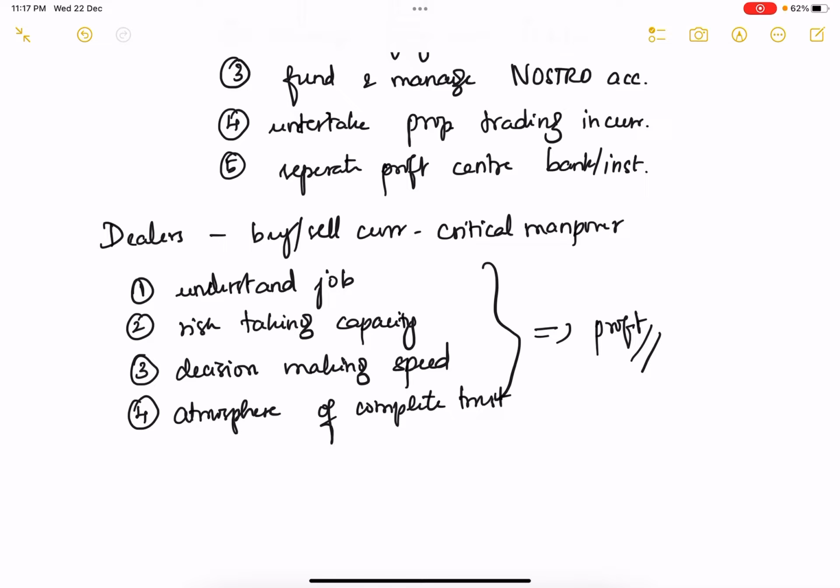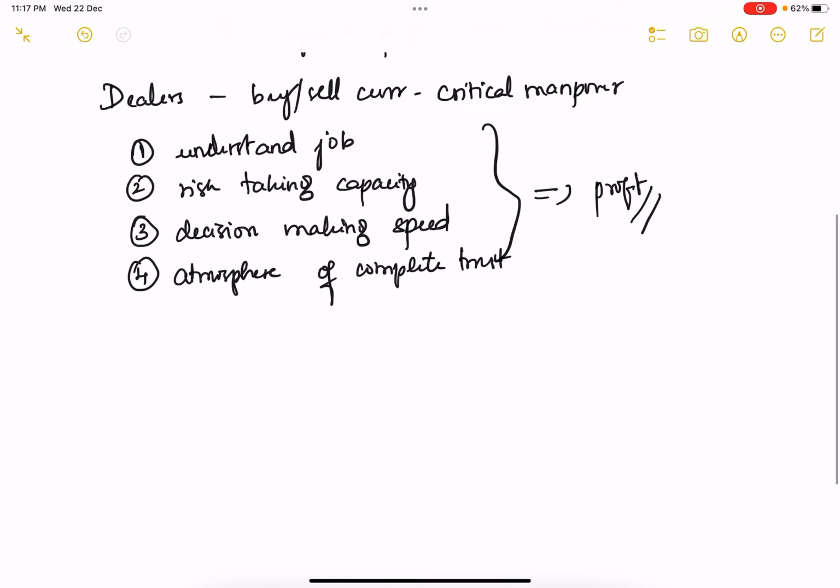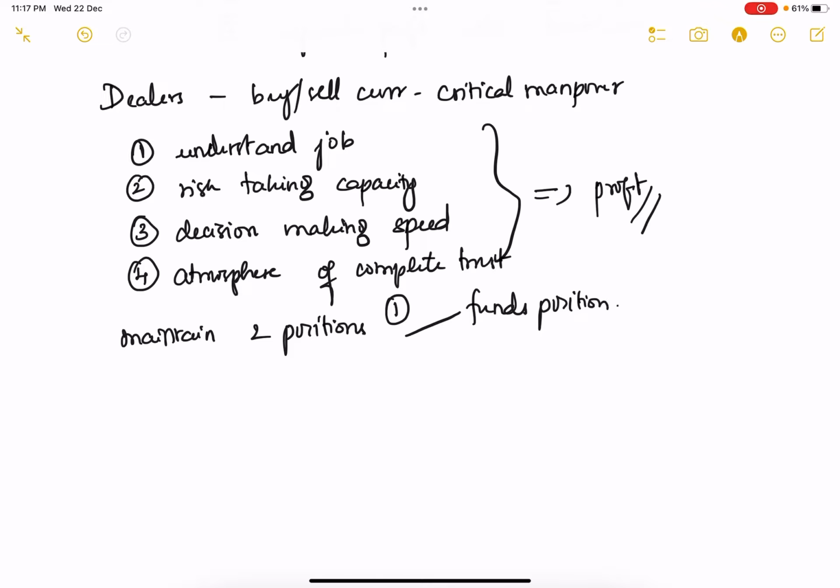So being dealers dealing in foreign exchange markets, it is of utmost importance to be careful when dealing with foreign currencies. These dealers maintain two positions. The first part of a dealing room is the funds position, which deals with the inflow and outflow of funds. If there is any mismatch in inflow and outflow of funds, this will lead to interest rate risk.